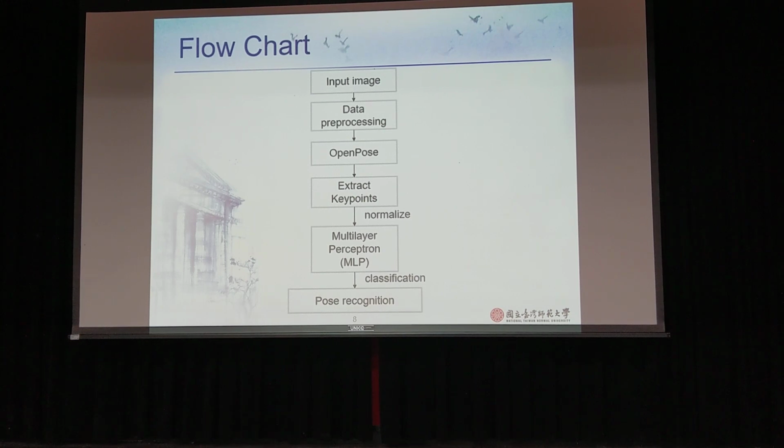In this flowchart, I will first input an RGB image into OpenPose. Then I will perform data preprocessing. After that, I will use the OpenPose model to extract key points. Once the key points are obtained, I will normalize and set them. Next, I will use the set key points as input. They will then pass through a multi-layer perceptron for classification, completing the task of posture recognition.